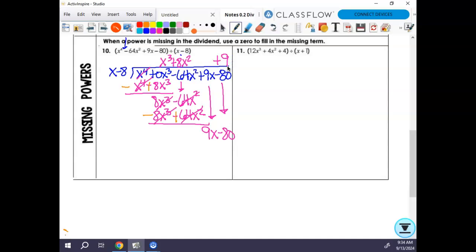Basically, I have a 0x term in there, but I don't have to write it. But I'm lining that up. It's okay if you skip a term up there, as long as you're doing everything legally. So this gives me 9x minus 72. I change the signs on everything on the second row, it zeroes out, and I get a negative 8.